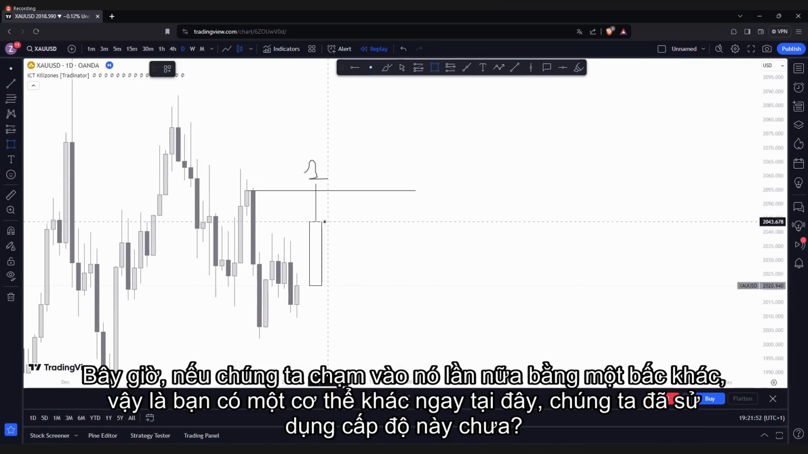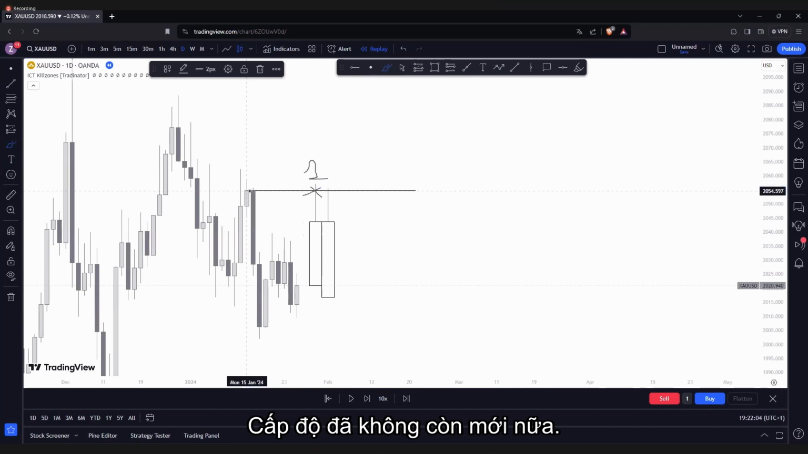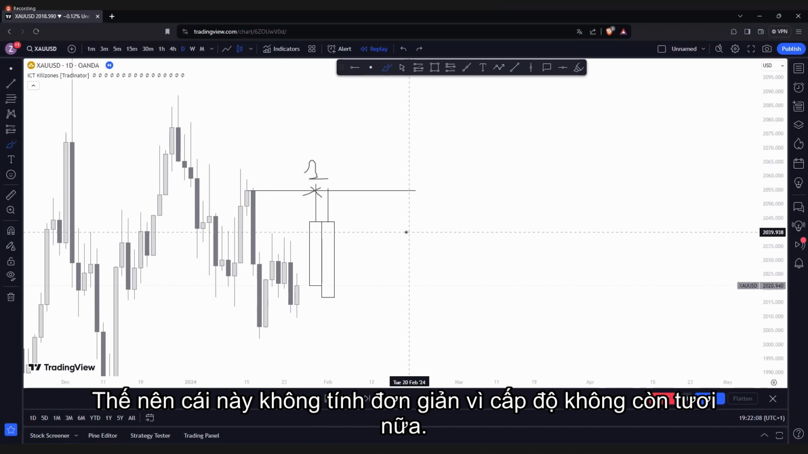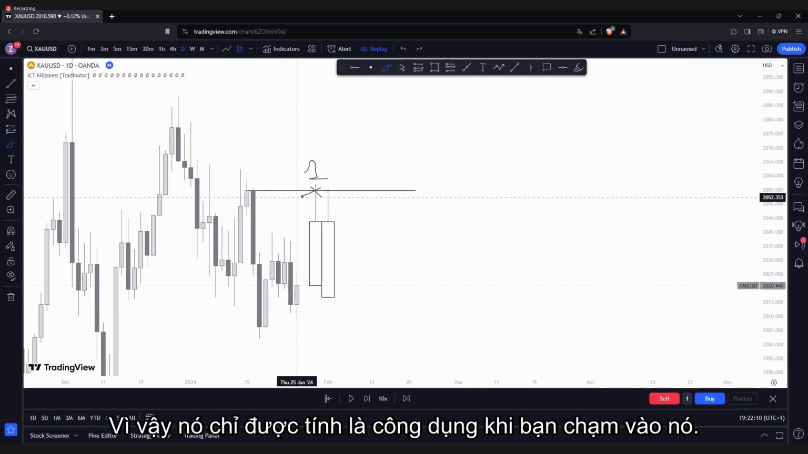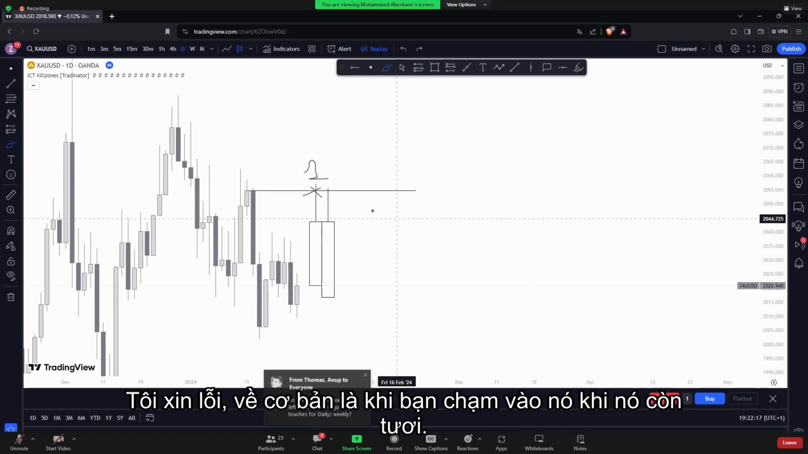Now, if we touch it again with another wick, say I have another body right here, did we use this level? No, because the level was already unfresh, as you can see here. The level is already unfresh. So this one does not count simply because the level is not fresh anymore. So it only counts as a use when you touch it when it's fresh, basically.